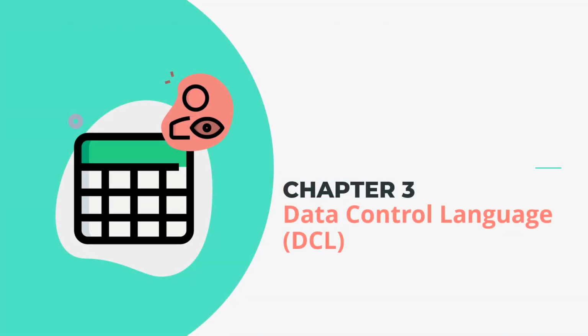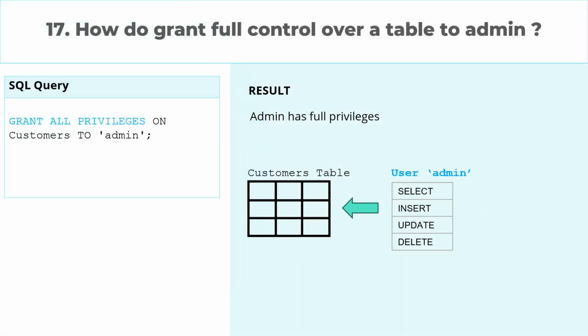Let us continue with Chapter 3, Data Control Language or DCL. Here we will cover the SQL commands like grant and revoke, which control access and permissions in the database. Question number 17. How do you grant full control over a table to a user? In SQL, we can give specific users access to certain tables. If the admin user needs full control over the customers table, then we can use the grant command as shown.